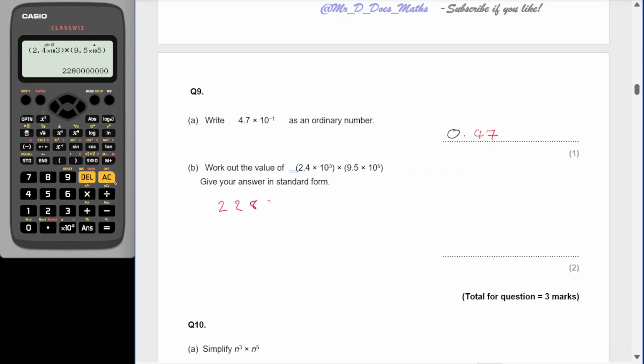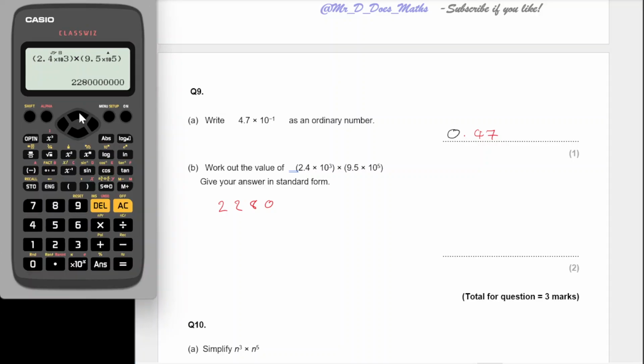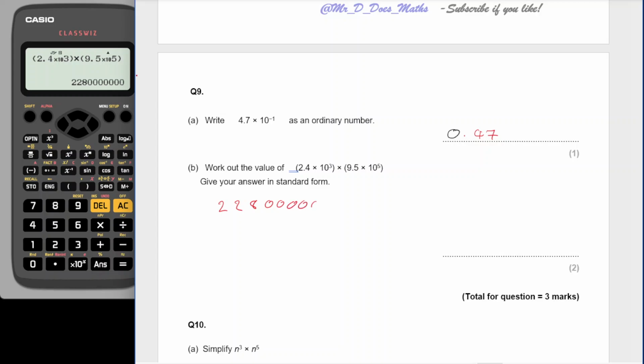Let me count the zeros. Make my calculator bigger. 1, 2, 3, 4, 5, 6, 7 zeros. So I need to put my decimal point there, 2.28 times 10 to the 1, 2, 3, 4, 5, 6, 7, 8, 9.